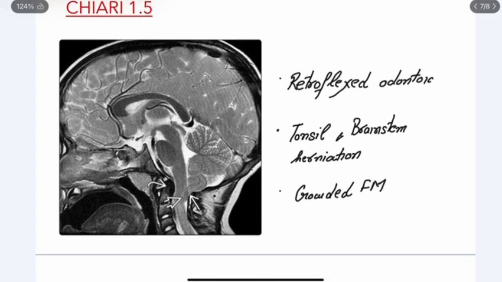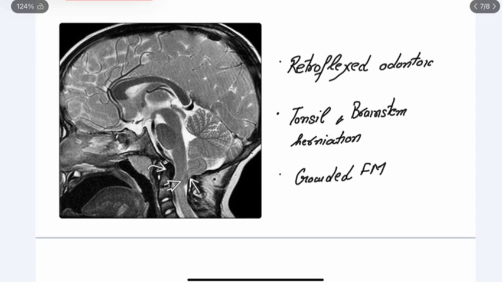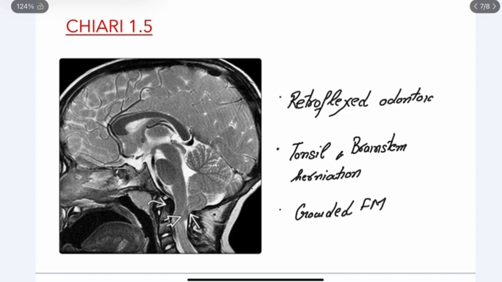Then in Chiari type 1.5, the major pathology is a retroflex odontoid. And tonsillar and brainstem herniation is seen, which leads to a crowded foramen magnum. So this was a short video on Chiari malformations.